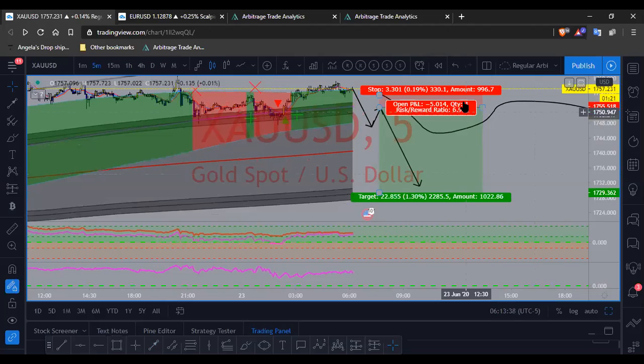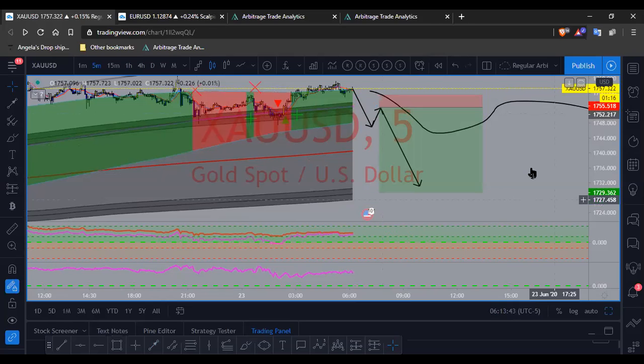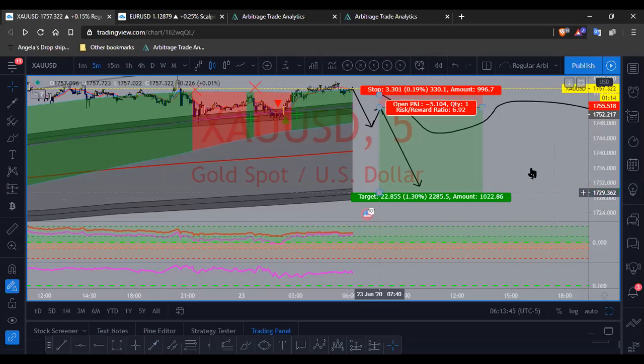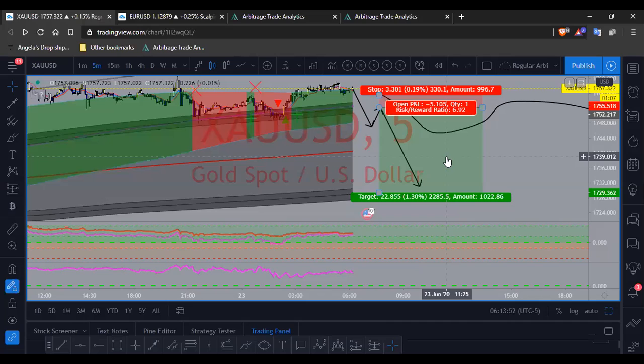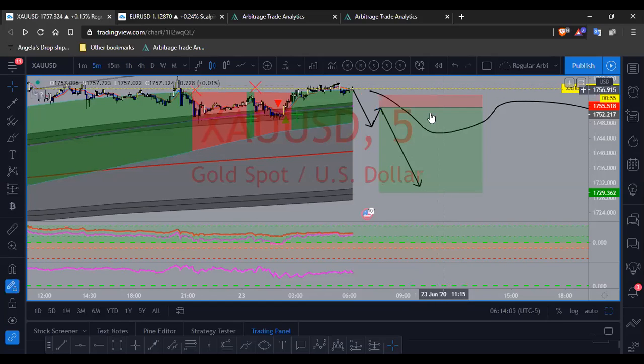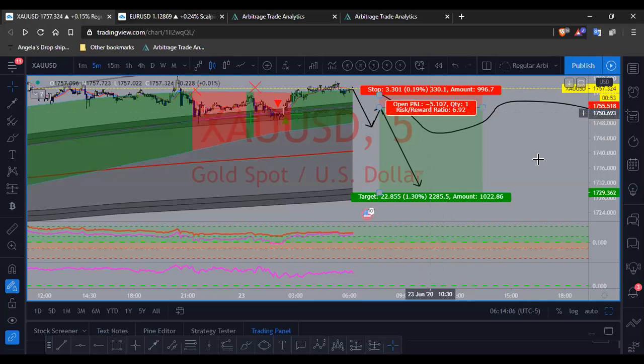Entry would be at 1752 if we do get that break and retest, and then we'll take it down to 1729, which is a good 228 pips. So we're risking about 33 pips in order to get 228. Now it does look like it says 330 pips, but that's not how you count gold. So you're risking about 33 pips to get 228.